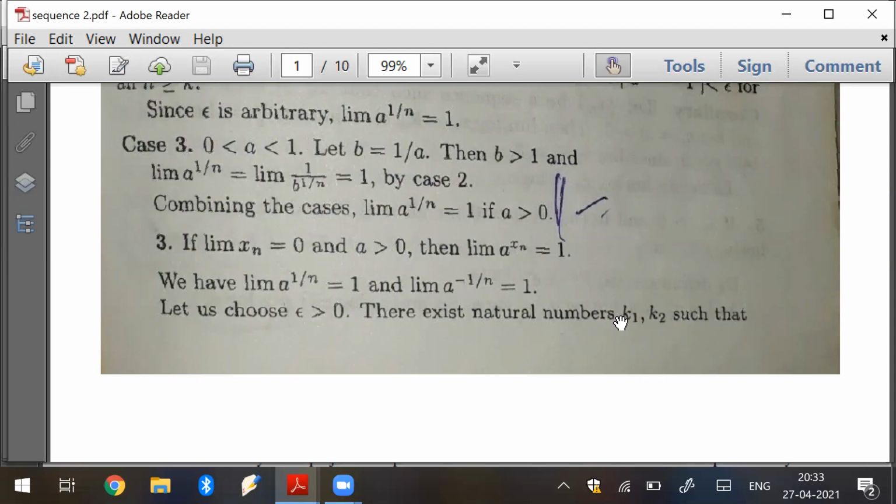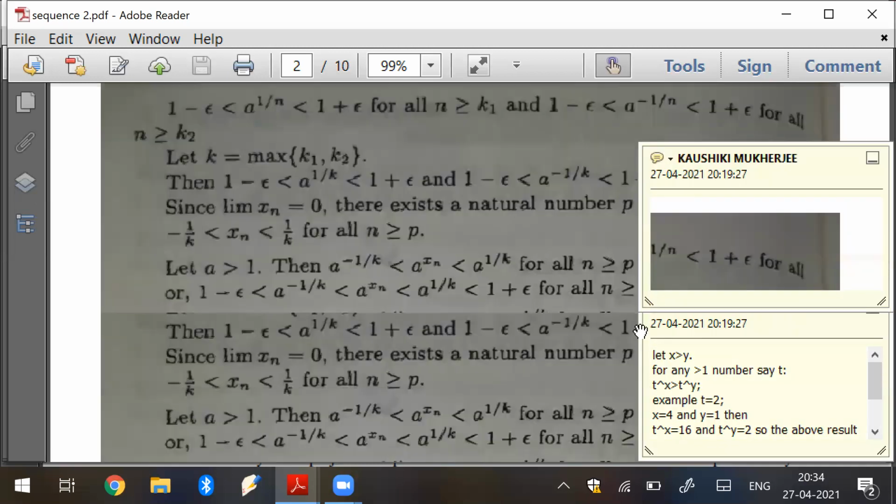Now let us see how we proceed with this proof. It is already given that the limit of a to the power 1 by n equals 1, from what you have proved in the first problem. And also, if the limit of a to the power 1 by n equals 1, then if you just take the reciprocal of it, by algebra of limits, again the limit of a to the power minus 1 by n will be 1. Okay, so now let us choose epsilon greater than 0 and let us use the definition of limits for both of them. That means what? For this one we will find a natural number such that this relation holds.